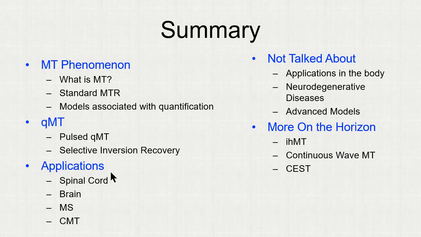We showed a couple of applications in spinal cord, brain, multiple sclerosis, and Charcot-Marie-Tooth disease. Again, this is not meant to be an exhaustive comparison. There are hundreds of applications and hundreds of opportunities for each one of us to explore magnetization transfer. I didn't talk about any applications in the body or other neurodegenerative diseases like Parkinson's or Alzheimer's disease. I didn't talk about cancer at all. I didn't talk about the advanced models. I didn't talk about inhomogeneous magnetization transfer, or CEST, as well. But I hope that we're able to at least cover a little bit of ground and set the stage for more conversations after this.